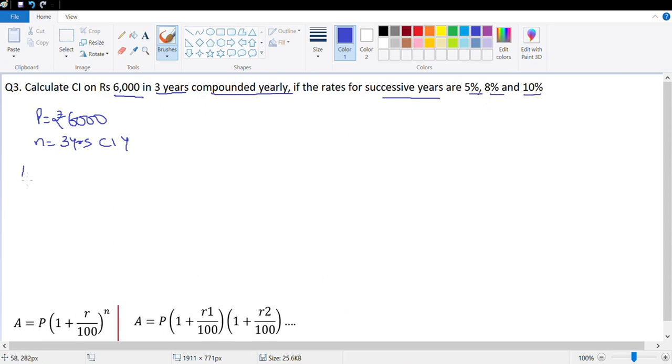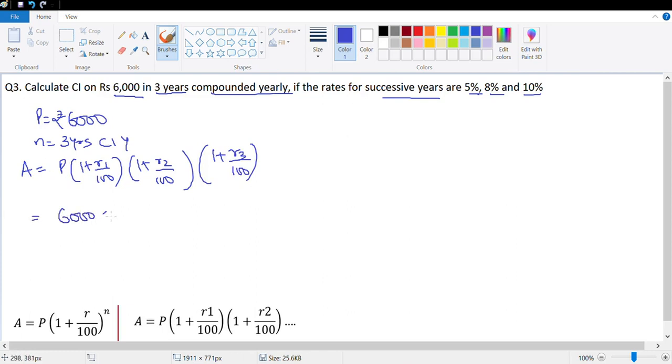So we know amount is equal to principal times 1 plus R1 upon 100, 1 plus R2 upon 100, and since there are 3 years, 1 plus R3 upon 100. Let's substitute values. What we get is amount is equal to 6,000 times 1 plus 5 upon 100, 1 plus 8 upon 100, and 1 plus 10 upon 100.